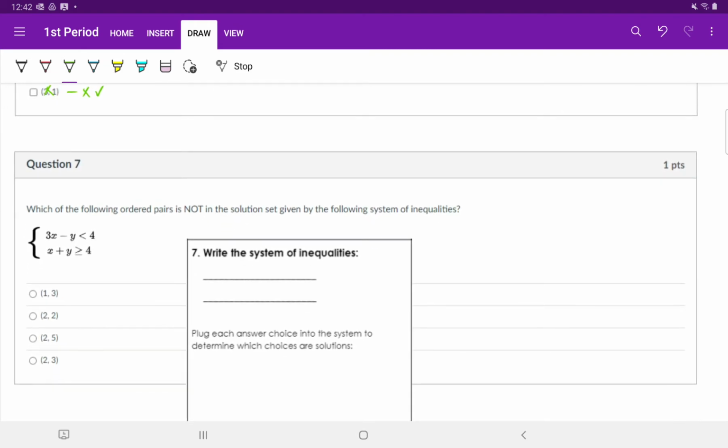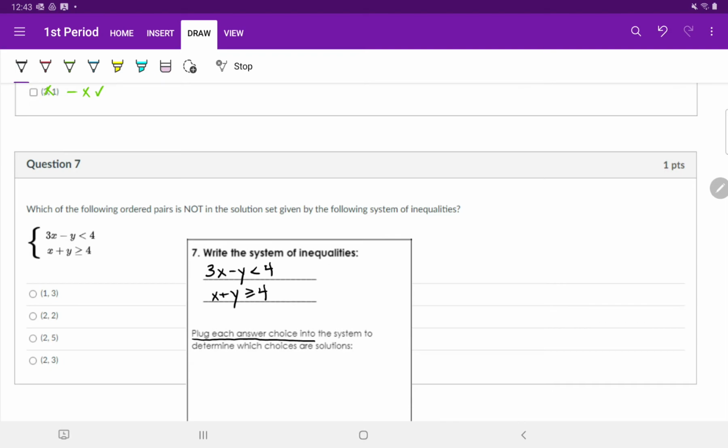Question 7. Question 7 is going to require quite a bit of plugging and chugging. So first on your test paper, you're just going to rewrite the system of inequalities. Make sure you get both of them written down. This is just to make it easier for me to check your work. Now, I give you a hint on your test paper what you have to do here. Plug each answer choice in. This is very similar to the problem we did earlier, number 1. The only difference is now we have 2 equations instead of 1 equation to test.